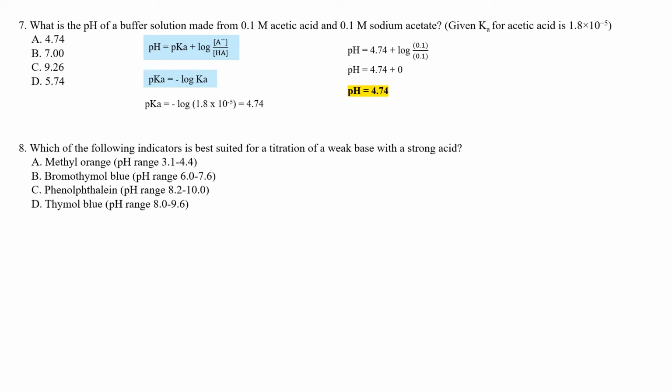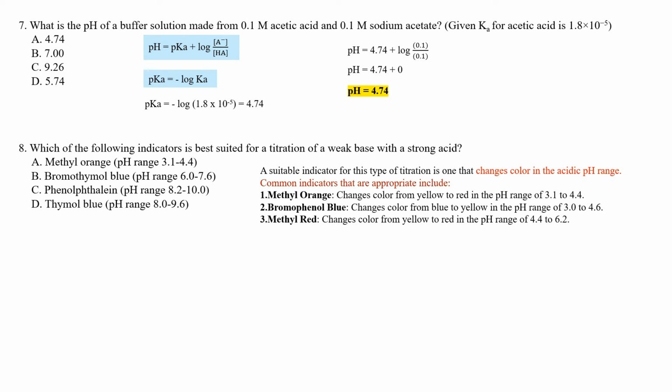Next question. Which of the following indicators is best suited for the titration of weak base with strong acid? First, we need to identify the weak base against strong acid, at what pH range the equivalence point lies. A suitable indicator for this type of titration is one that changes color in the acidic pH range. The common indicators for this titration: methyl orange, pH range 3.1 to 4.4, bromophenol blue, pH range 3 to 4.6, methyl red, pH range 4.4 to 6.2. Among these given choices, methyl orange is the best answer.